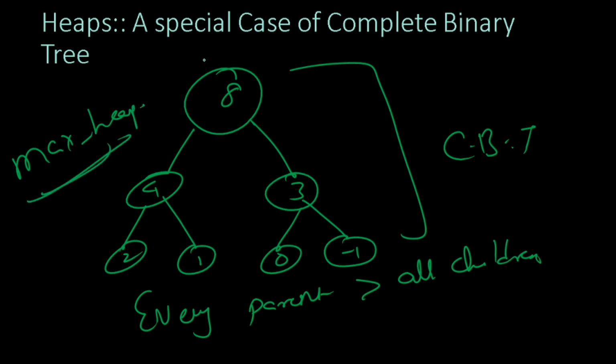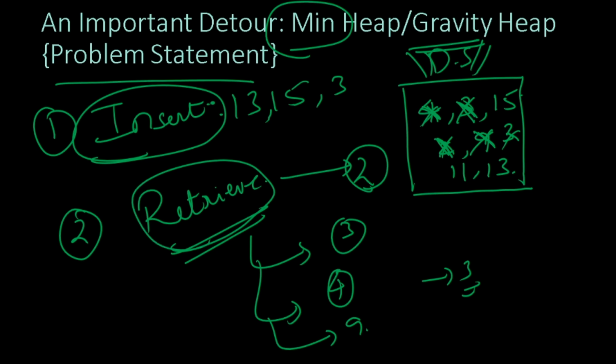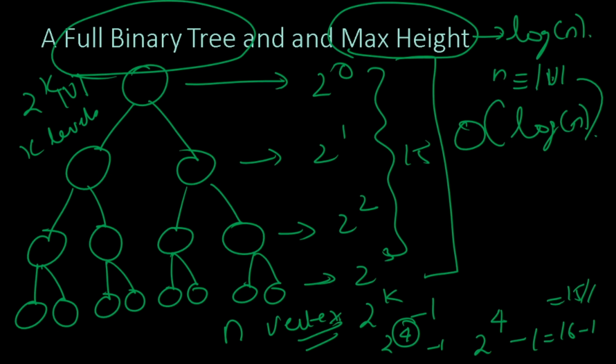So this is a case of a max heap. Okay, in fact, we'll be using the min heap data structure to answer our problem statement. If you looked at the problem statement, we should be able to do insert and we should be able to retrieve. So we'll be using min heap to solve this problem, and let us see why it is better than the linear approach.